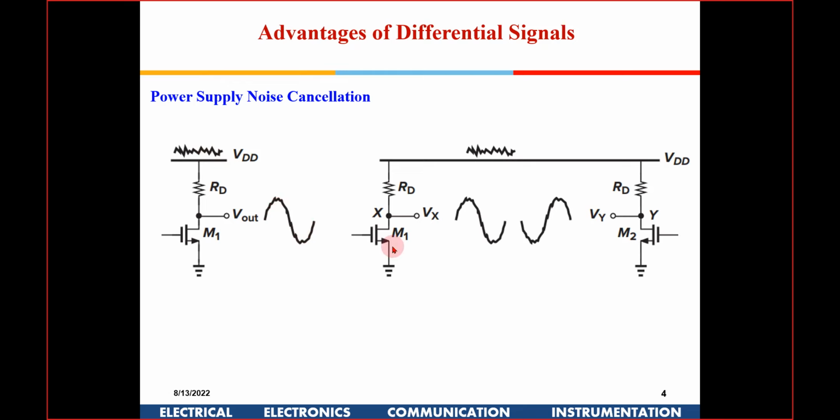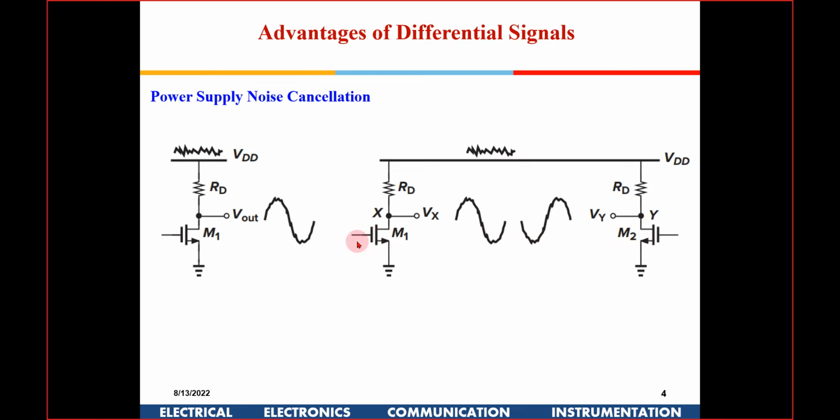This is a differential signal generator, generating the positive and negative signals. This is a simple way of generating a differential signal where you have the same input. Two transistors are given here.